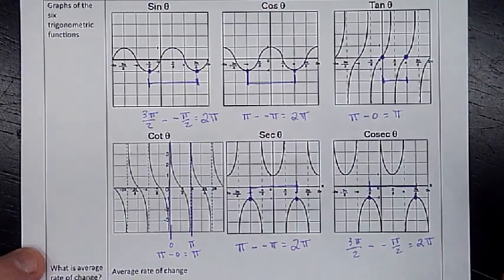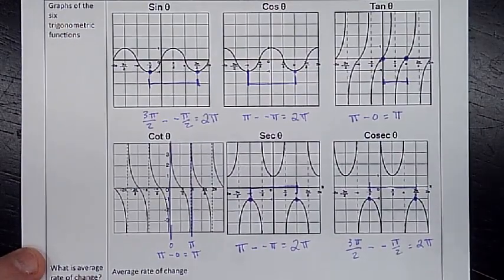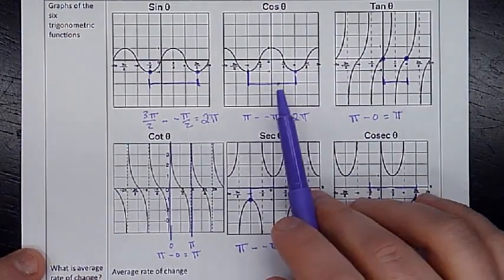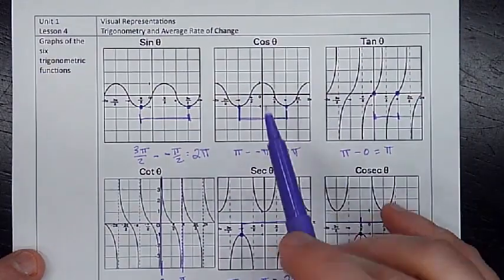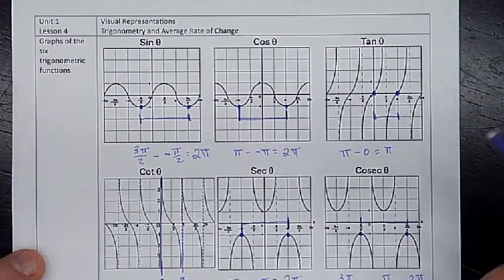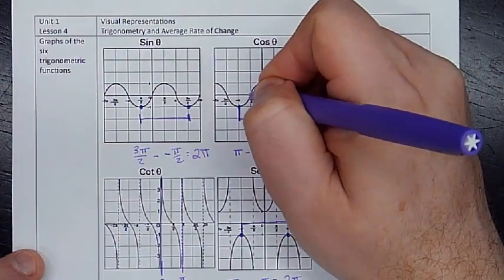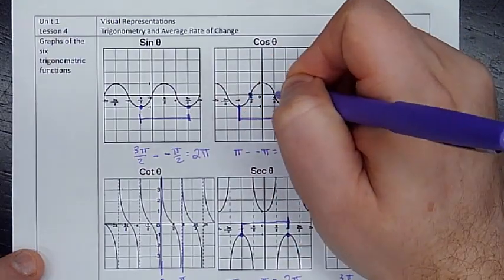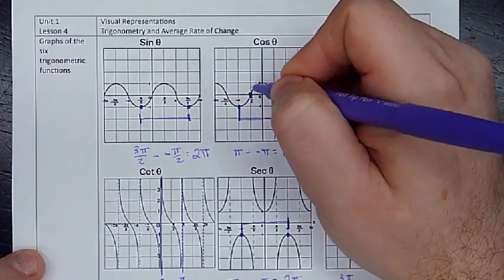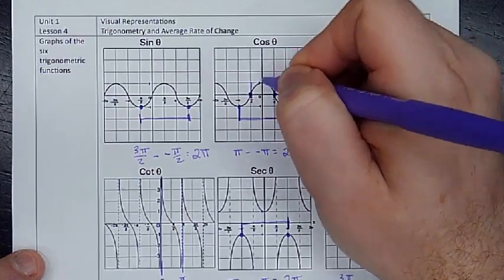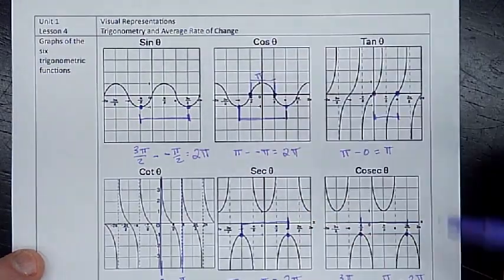Now, one thing I do want to warn you about is I have been saying that I want very distinctly identifiable points. If I go up here to cosine, and instead of choosing this minimum, what if I said, okay, hey, I want to choose the x-intercept. Here's an x-intercept at negative pi over 2. Here's an x-intercept at pi over 2. I might mistakenly say, oh, well, that's pi units long.